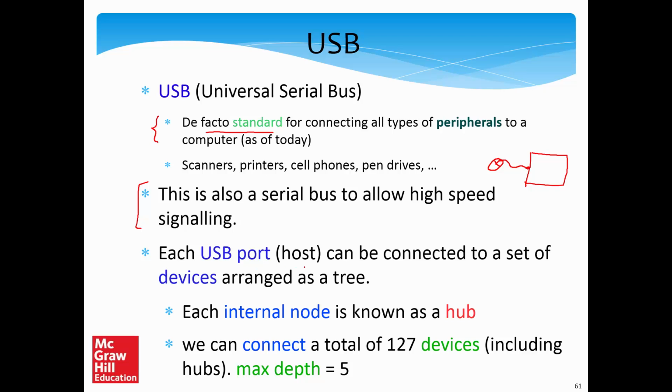Each USB port or host can be connected to a set of devices arranged as a tree. You can connect this USB port to what's called a hub. The hub can have 4 ports which can connect to a few more devices, and maybe this can also be a hub which can again connect to a few more devices. You can have a tree of devices connecting to a single USB port. Each of the internal nodes would be a hub, and we can connect a total of 127 devices, including hubs, to a max depth of 5 to a single USB port.